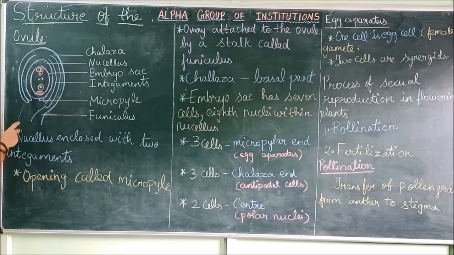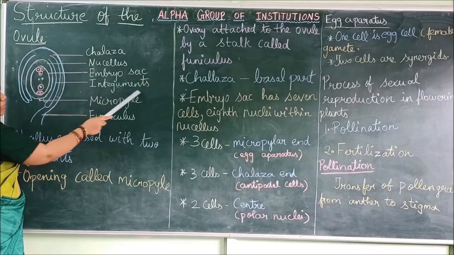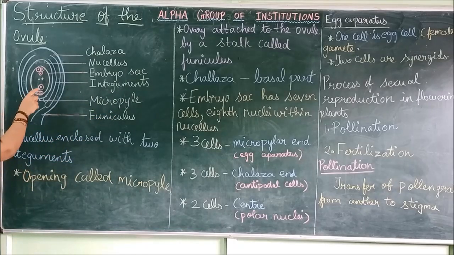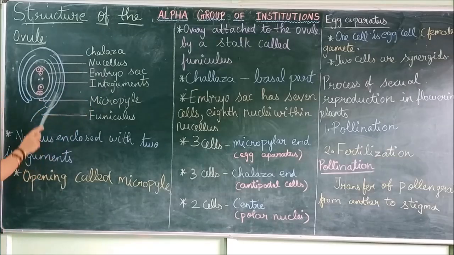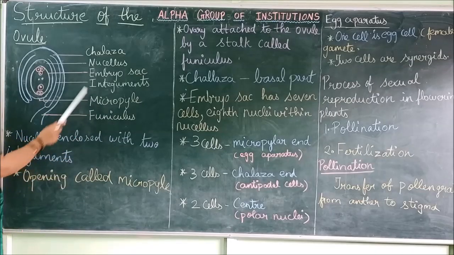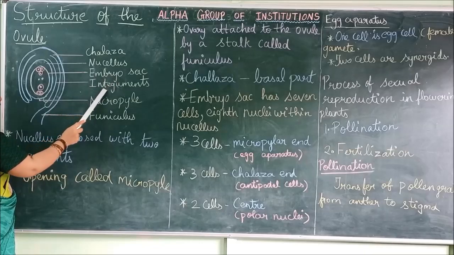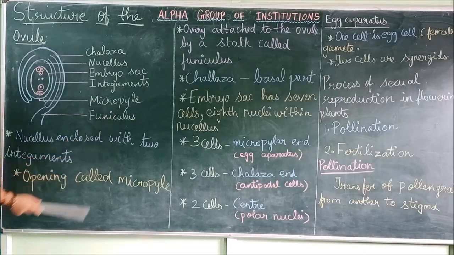The center egg-like structure, the white layer, is the embryo sac, and after that two layers of integuments are present. And after the embryo sac, the nucellus is present, and the outer layer is the chalaza. Below you can find a stalk-like structure called the funiculus, and the basal opening is the micropyle. So chalaza, nucellus, embryo sac, integuments, micropyle and funiculus. These are the parts of an ovule.